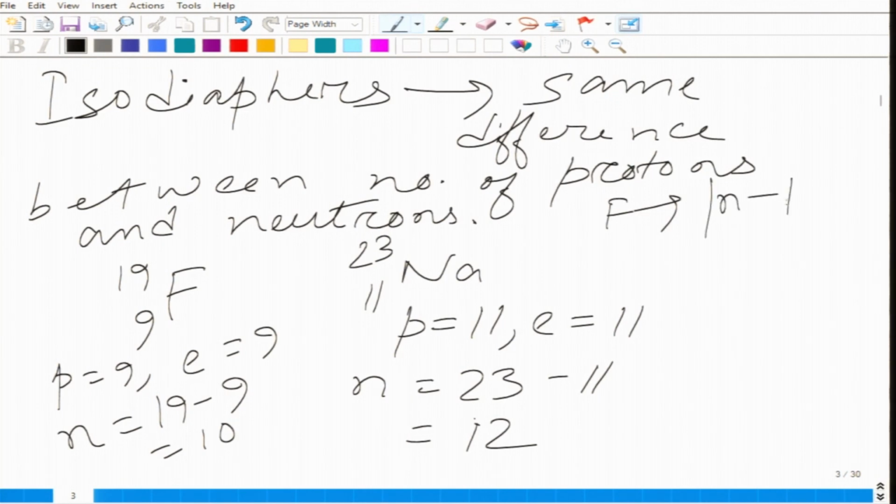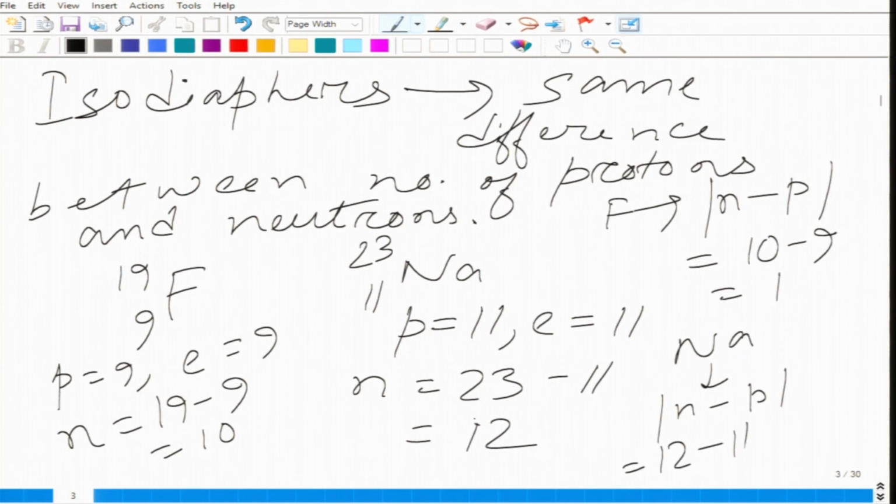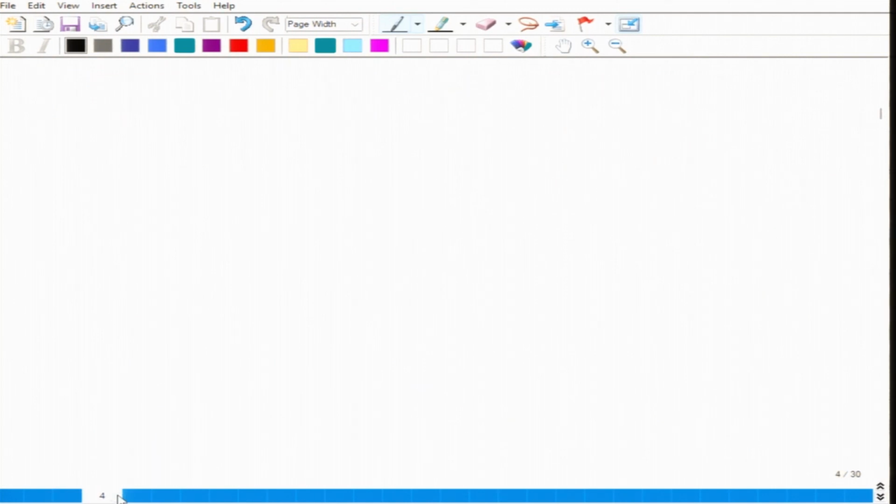So, for fluorine, what is the difference between the number of protons and the number of neutrons? We write this like this: mod of neutron minus proton, that is, it can be positive or negative. That is, the number of neutrons can be greater or the number of protons can also be greater. So, for fluorine, this is 10 minus 9, that is 1, and for sodium, it is n minus p equal to 12 minus 11, that is 1. So, the difference between the number of protons and neutrons is the same. So, these are isodiaphers.